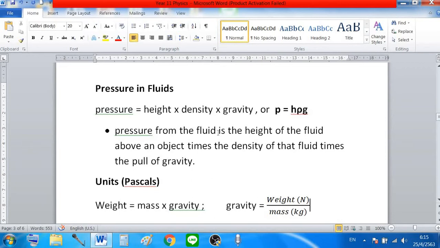Pressure from the fluid is the height of the fluid above an object times the density of that fluid times the pull of gravity. So it's all the water that is above you times the density of that water times gravity. And the unit is also pascals.